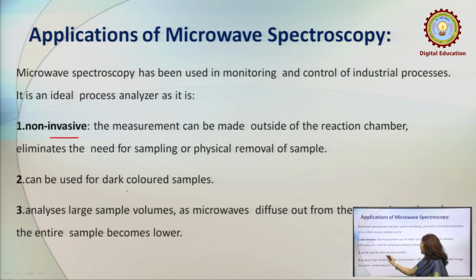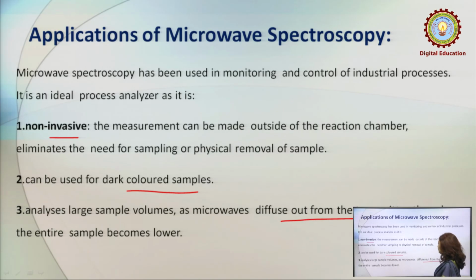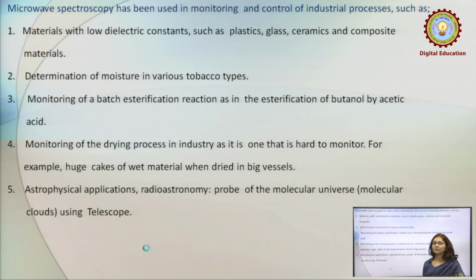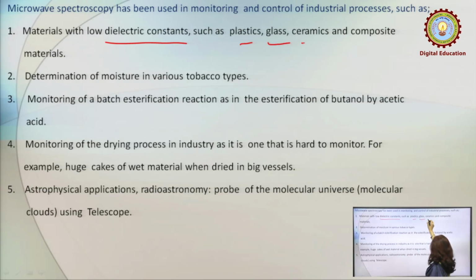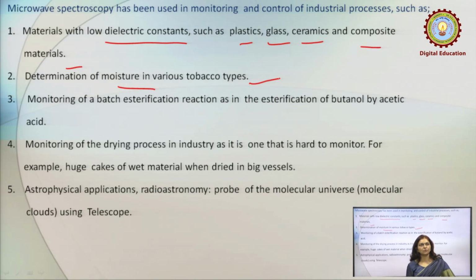It can be used for dark colored samples. It can analyze large sample volumes, as microwaves diffuse out from the transmitter through the entire sample. Microwave spectroscopy has been used in monitoring and control of industrial processes, such as materials with low dielectric constants like plastic, glass, ceramics and composite materials, which can be easily determined with the help of microwave spectroscopy. Determination of moisture in various tobacco types can also be done.